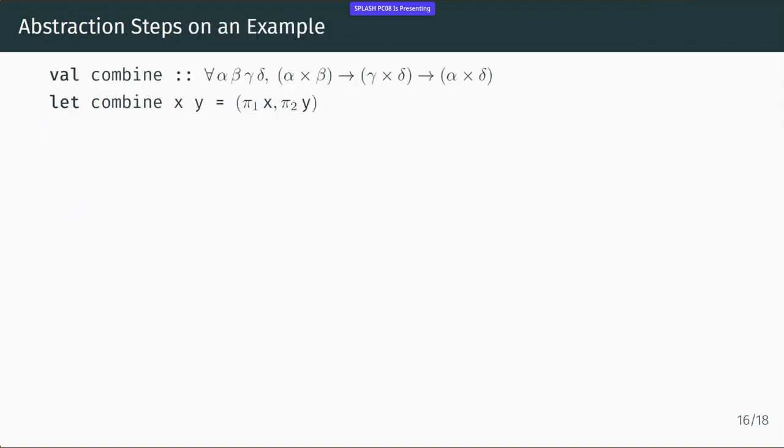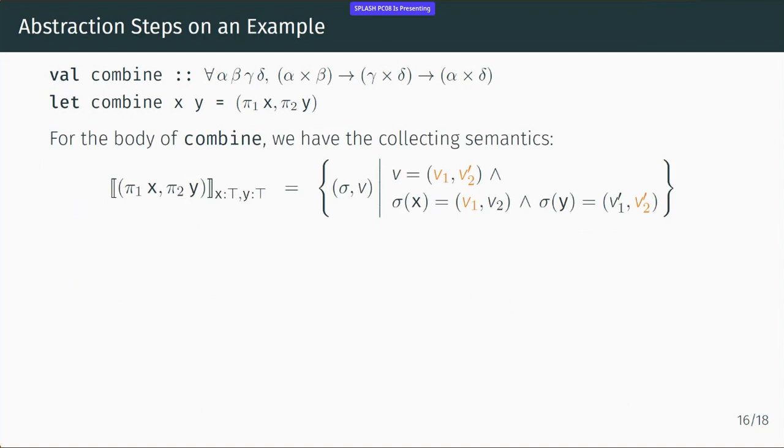So here's an example. The combine function that takes two pairs x and y as arguments, and that returns the pair as output made of the first component of x and the second component of y. So if I look at the denotation of the body of combine, well, if I unfold all definitions, I get this, which is exactly what I just told you. That is to say, the output value V is a pair, whose first component is the first component of X, and second component is the second component of Y.